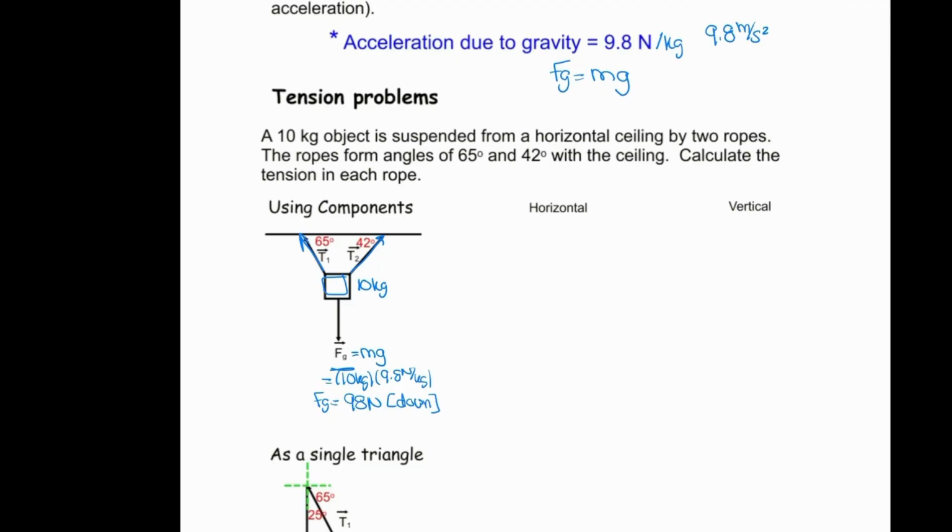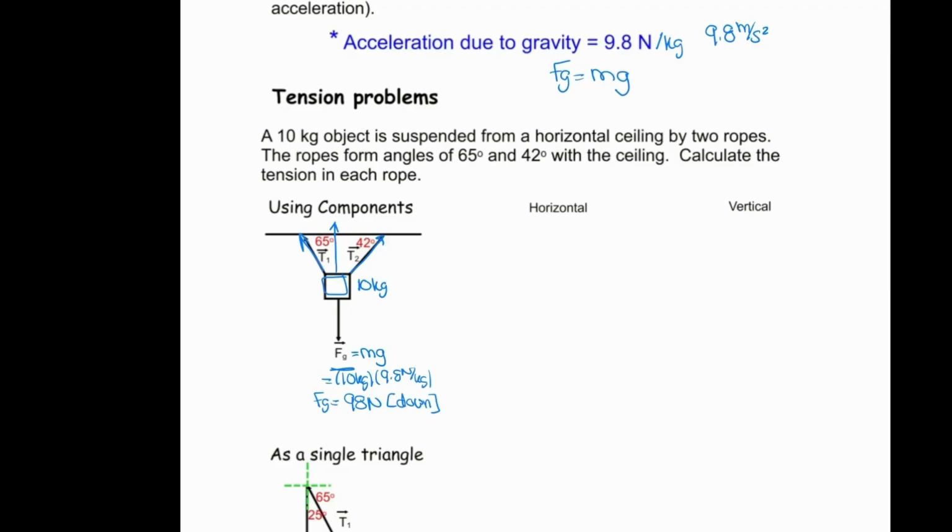It acts only straight down, meaning the vertical components of each rope's tension have to balance out that 98 newtons. So we know that we're going to need a y component. The two y components of the tension in these ropes need to equal 98 newtons straight up.